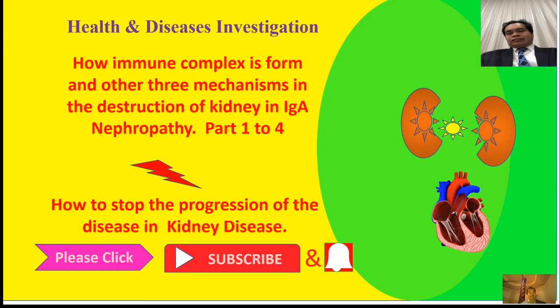This is the fourth and the last video of the series, how immune complexes form and other three mechanisms in the destruction of kidney in IgA nephropathy. I was planning to do only 3 videos in this series, but since I was running out of time, this is the last one, showing evidences of improvement of kidney functions of the experiment.